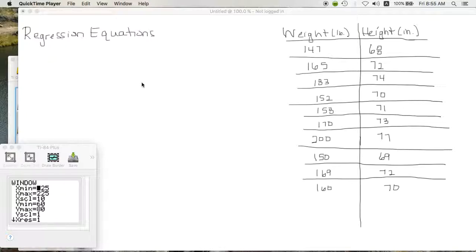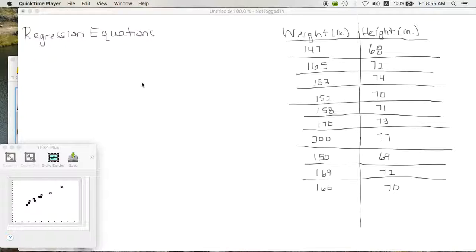So if we graph it, we get a graph that looks like this. Now that is a strong positive correlation, and it actually looks fairly straight. So we should be able to find a linear regression line to go with that.